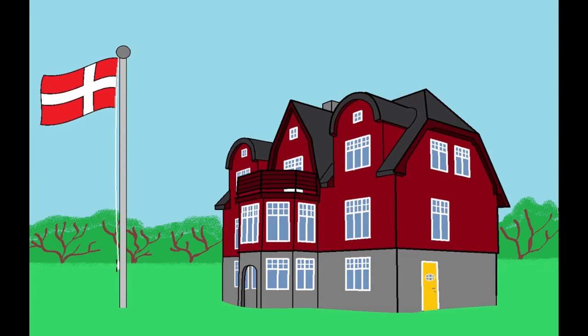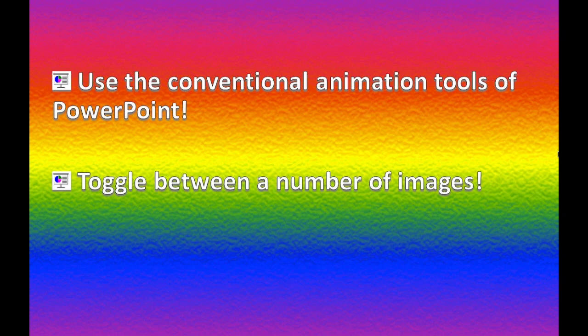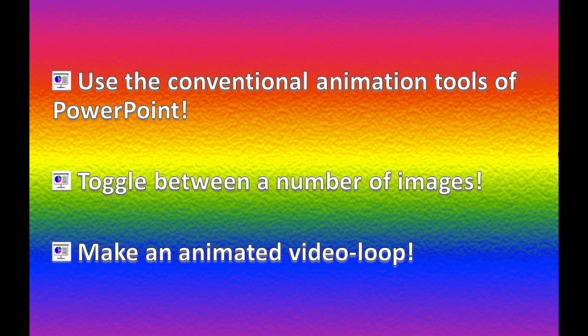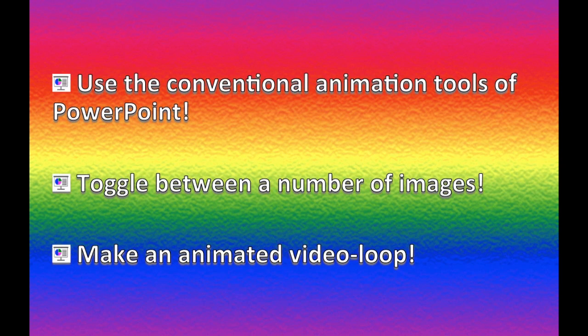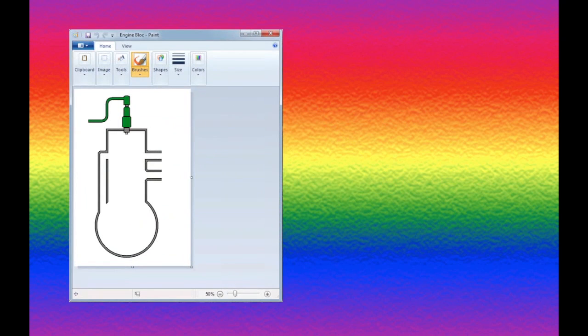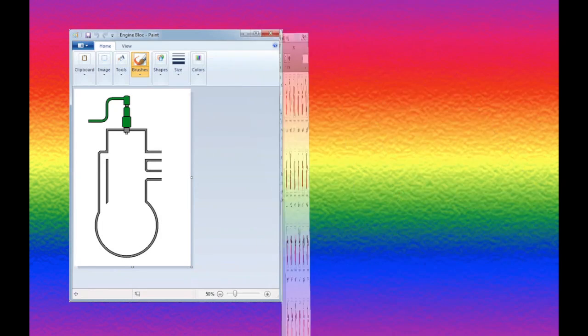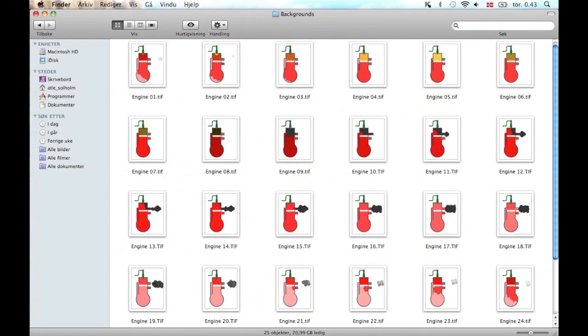Now that brings us to the third and last technique for adding movement to a PowerPoint presentation. Make an animated video loop. Now, to make a short video loop of a running 2-stroke engine, I started out with this illustration of a transection of an engine block, and from it I made 24 different drawings illustrating the passage of air-fuel mixture and exhaust through the engine, everything made in MS Paint using techniques described in previously uploaded videos.